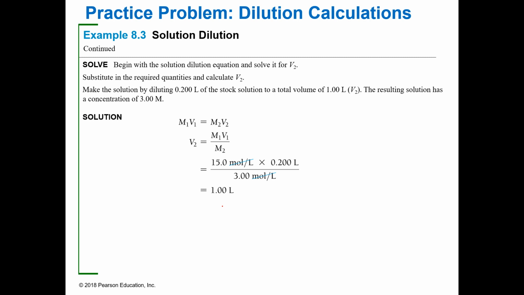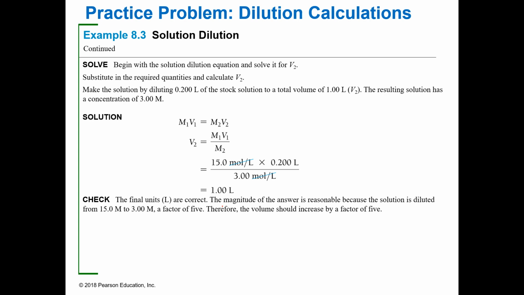So that means that in order to get to the smaller concentration, I need to change the liters from 0.2 to 1. So you will add enough water in there to get it to 1 liter.